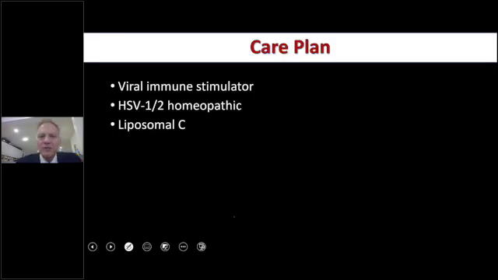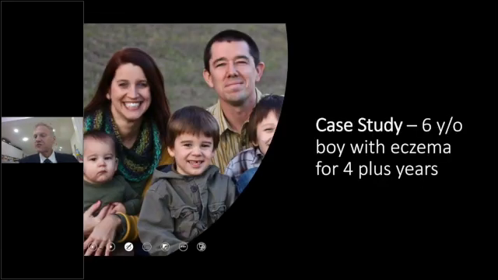So we used some viral immune stimulator, which is some type of homeopathic, and then we used HSV, herpes 1, 2 combination of a homeopathic, and we used some vitamin C. I love using homeopathics that are specific for the virus. Here's another one. This one came in 6 years old, boy with eczema for 4 years.